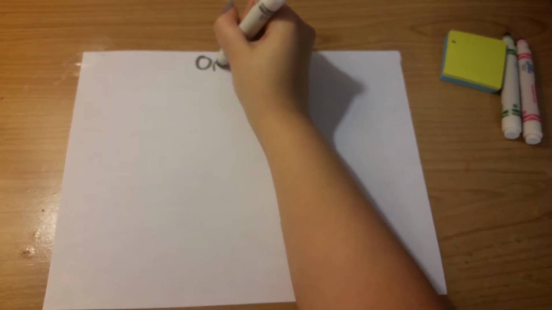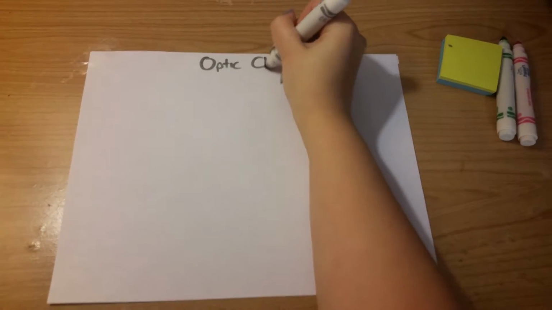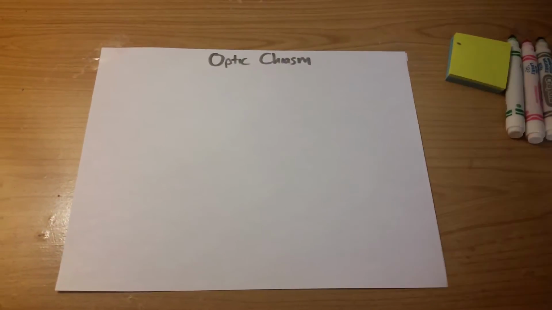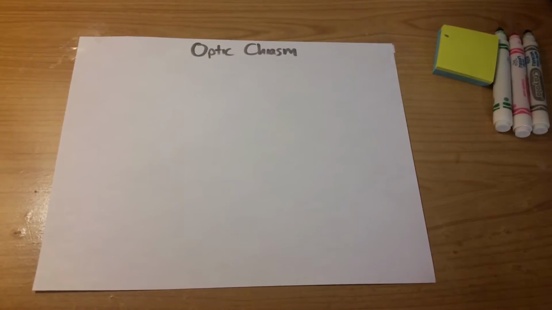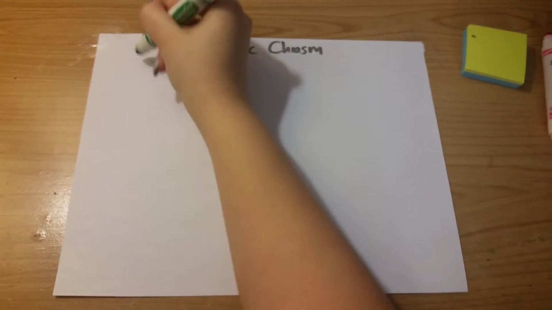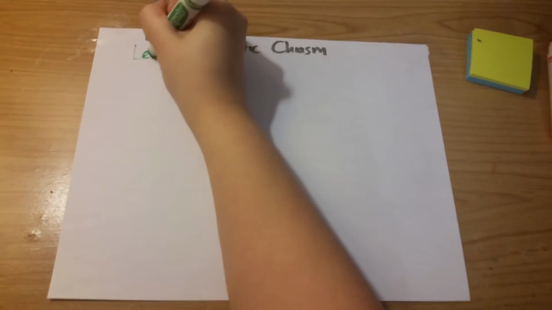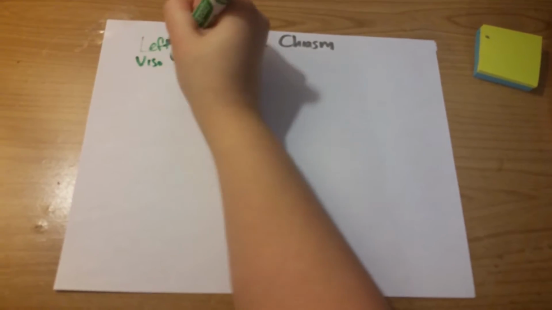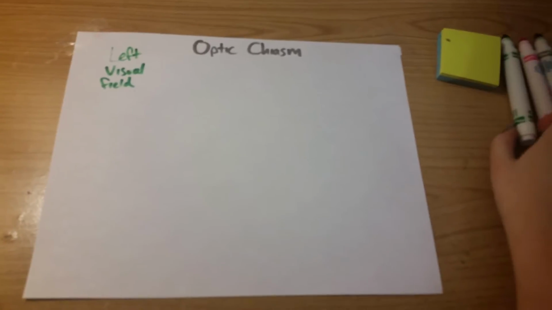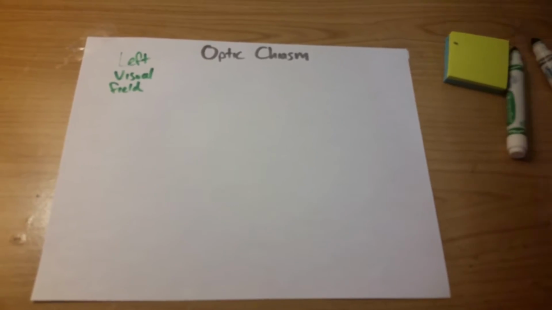So this is a diagram of the optic chiasm. We have several things that are important to identify first before we get into how it's structured. First we need the left visual field, marked in green, and the right visual field, marked in pink.